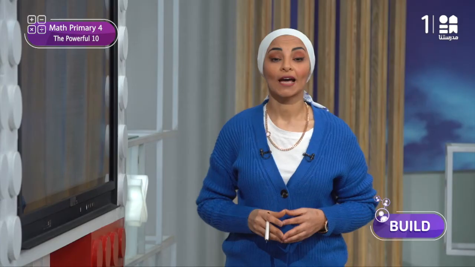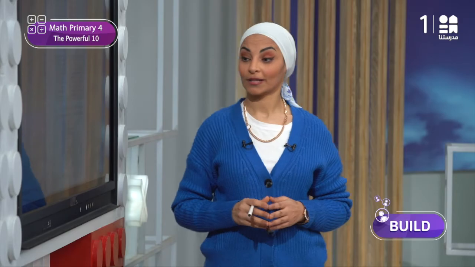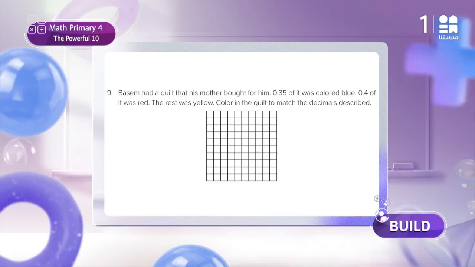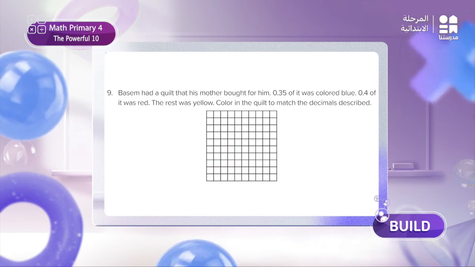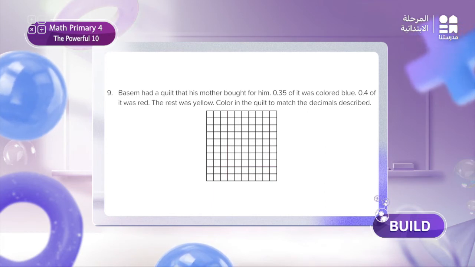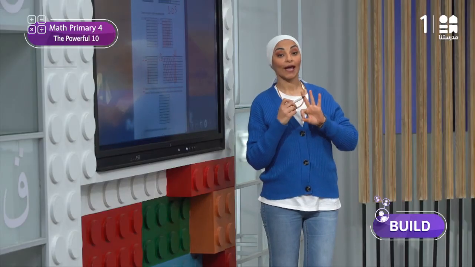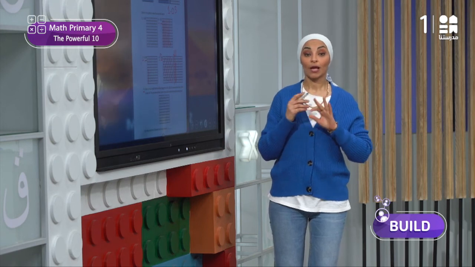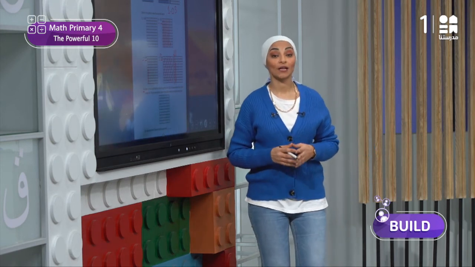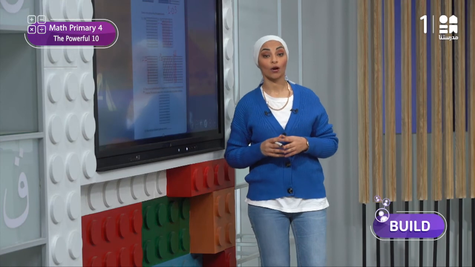Now let's head to problem number 9. Let's see what problem number 9 says. Problem number 9 says that Basem had a quilt, a blanket, made of 3 colors: red, blue, and yellow. The red represents 0.4 of the quilt and the blue represents 0.35. We are asked to find the decimal representing the yellow color in the quilt.